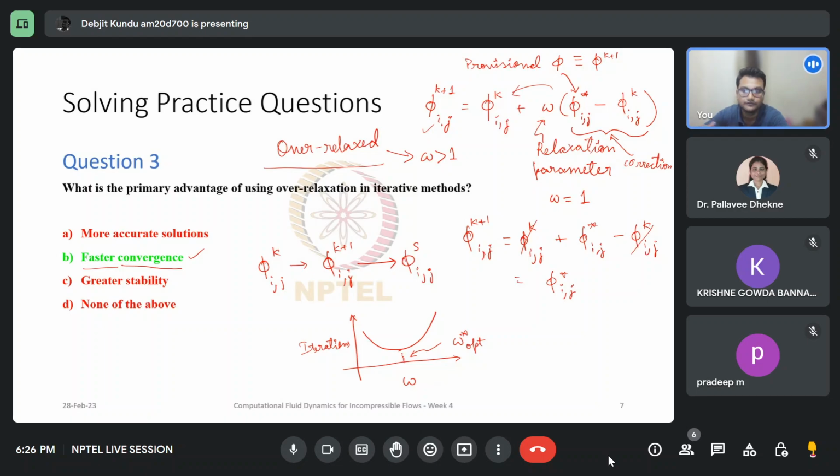Does anyone remember for which sort of situation it could be done? One example was discussed during the lecture. Any guesses, anyone? One case where there was a formula for this omega optimum. I don't remember the exact formula. Let me have a look at it.